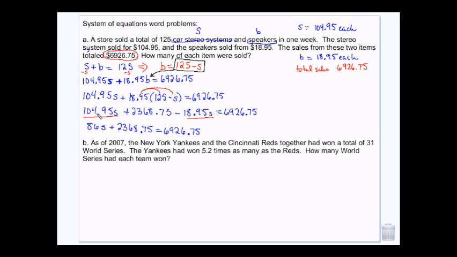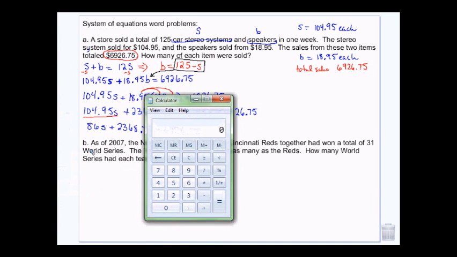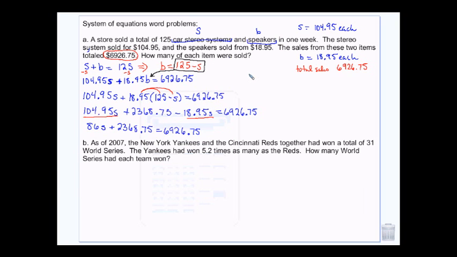Yeah, 104.95 minus 18.95. The 95s cancel each other out, and 104 minus 18. Let me just double check that, but I think that was right. Yeah, 86.